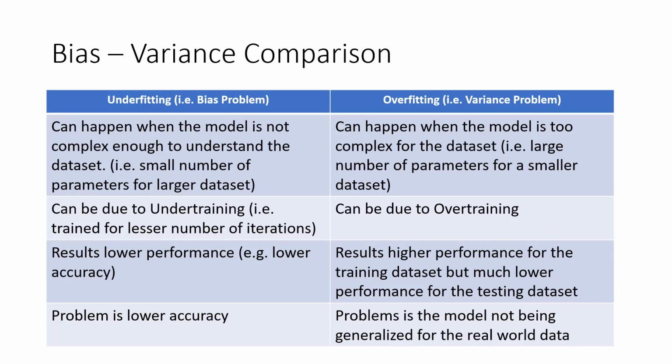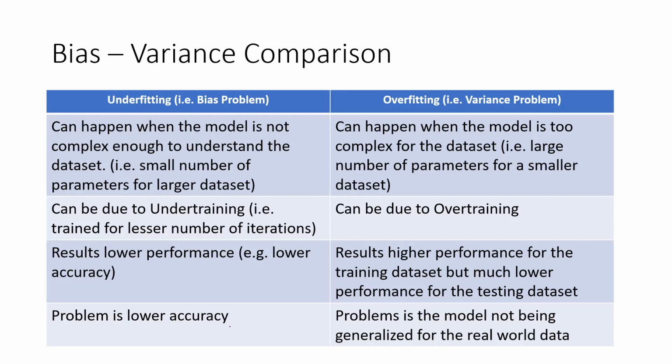Right? With bias, the problem is lower accuracy. That means it would have a lower accuracy in both the training dataset and the testing dataset. You can simply see it like this: you have a higher error in the training dataset, and if you test with some other data like the testing data, you will still have a higher error. That is how you can identify the bias problem.